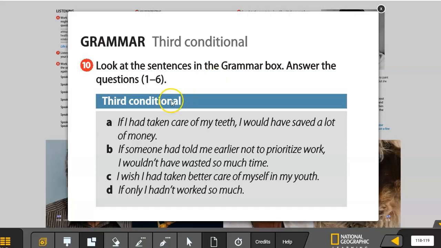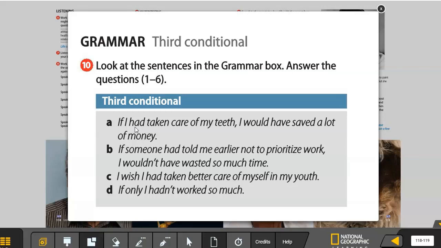Okay, I'm going to read for you letter A. If I had taken care of my teeth, I would have saved a lot of money. Letter B. If someone had told me earlier not to prioritize work, I wouldn't have wasted so much time. Letter C. I wish I had taken better care of myself in my youth. Letter D. If only I hadn't worked so much.